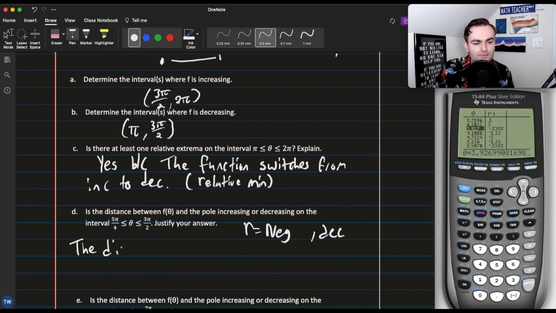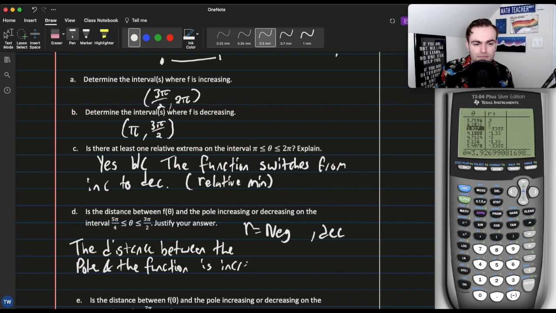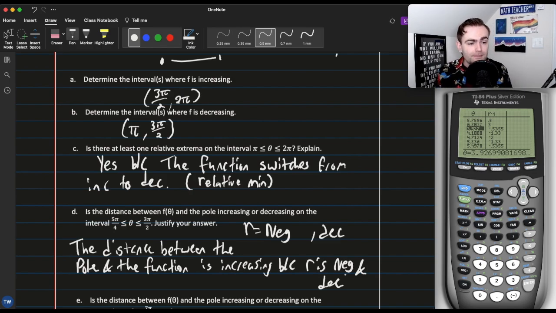The distance between the pole and the function is increasing because r is negative and decreasing. There you go. So if you say something, make sure you back it up, right?